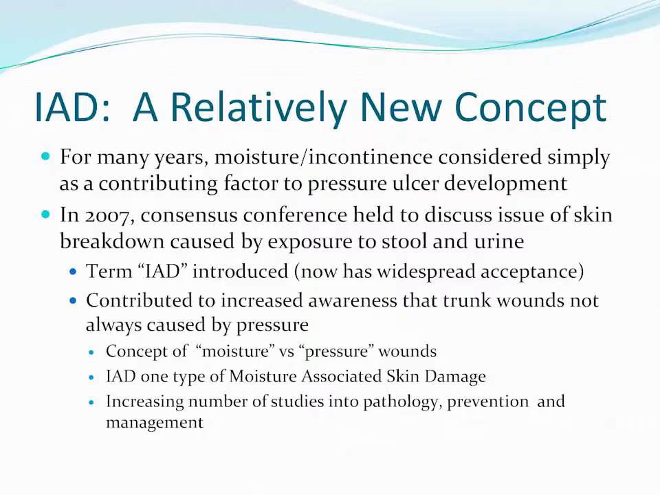So a lot of you are aware that incontinence-associated dermatitis is a relatively new concept, that for a long time, moisture-related skin damage, incontinence-associated dermatitis, was really considered just within the framework of pressure ulcer prevention and pressure ulcer development, so one of the risk factors for pressure ulcer development. Back in 2007, a consensus conference was held to discuss the issue of skin breakdown that was really caused by exposure to stool and urine. And that's when the term IAD, incontinence-associated dermatitis, was introduced.